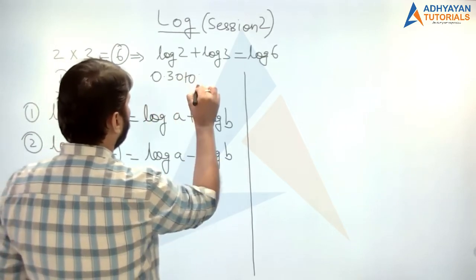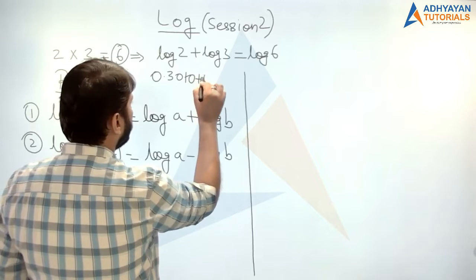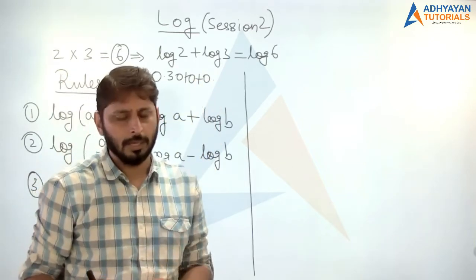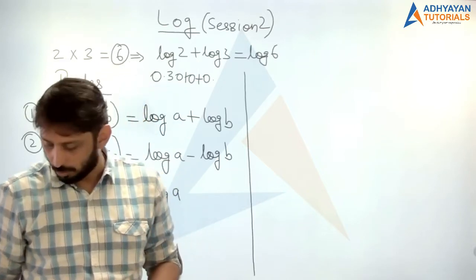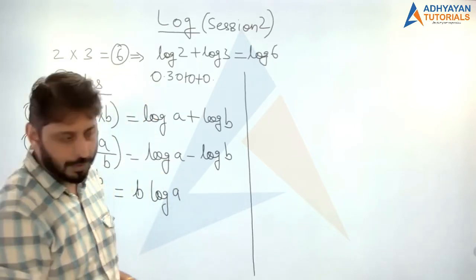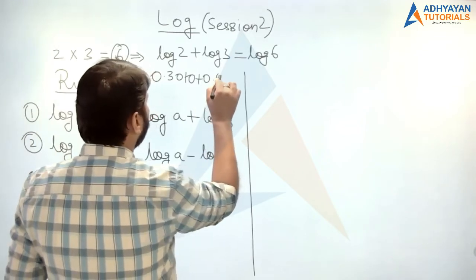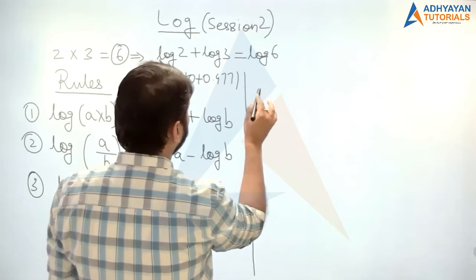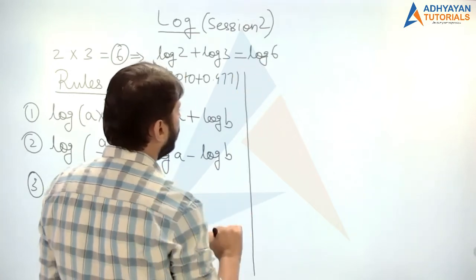0.3010 plus log of 3 again is 0.4771. Now this ideally should be equal to the log value of log 6.